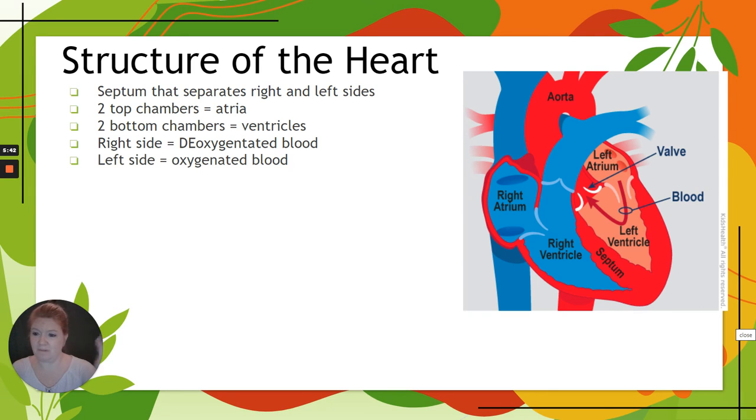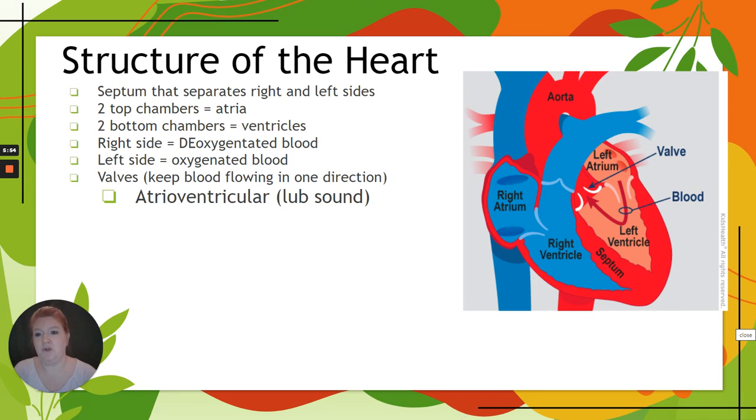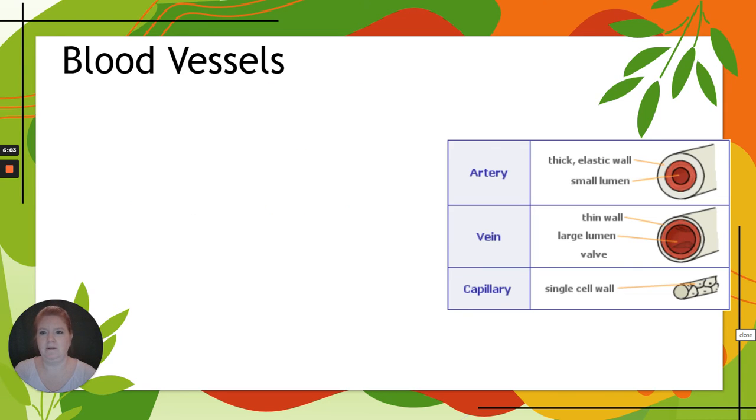Now, in the picture, it's represented as blue and red. But remember, literally, the blood isn't blue or red. It just indicates the level of oxygen. Right? And there are many valves that keep blood flowing in one direction. So when the atrioventricular valves close, we hear the lub sound. And when the semilunar valves close, we hear the dub sound.